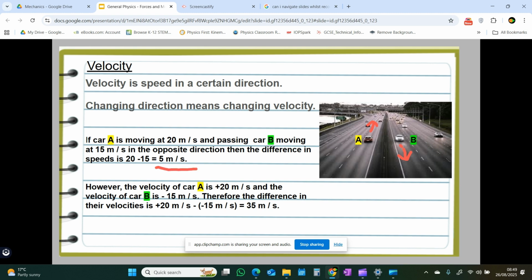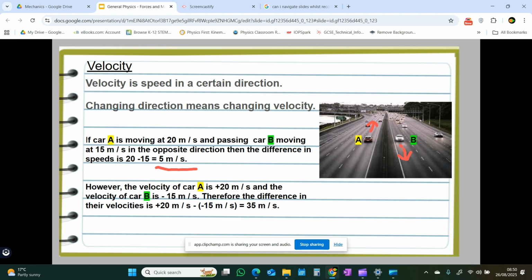However, if we take into account their direction, we can give symbols that show direction. For example, we can say that going away from us in this picture is a positive value. So car A is moving at positive 20 meters per second, whereas car B is coming towards us, so we can give it the opposite sign, and we'll say that's negative 15 meters per second. We've just chosen to give the positive and negative in this way in this example. We could do it the other way around and we'd get the same answer.